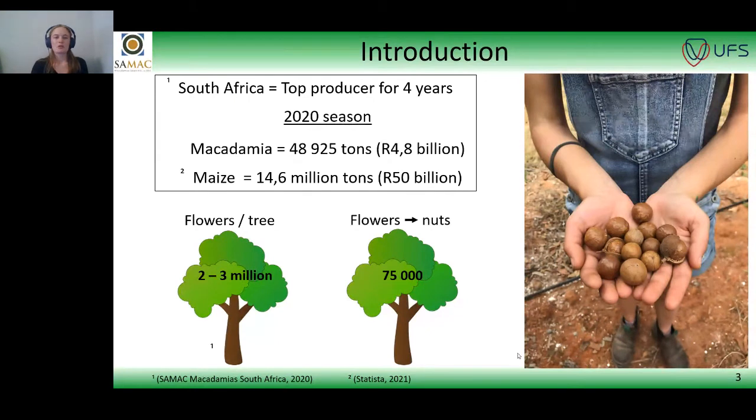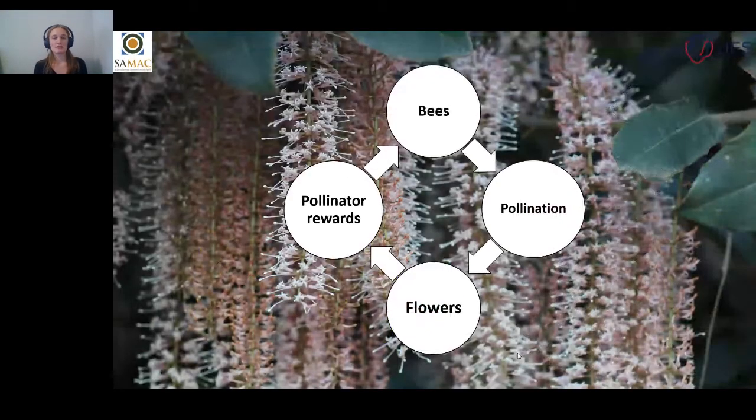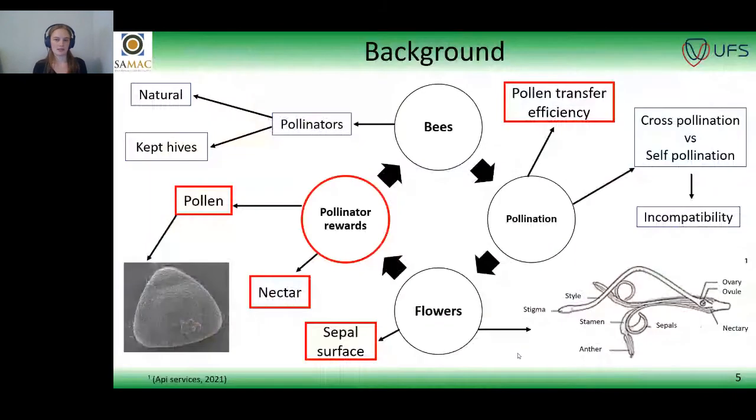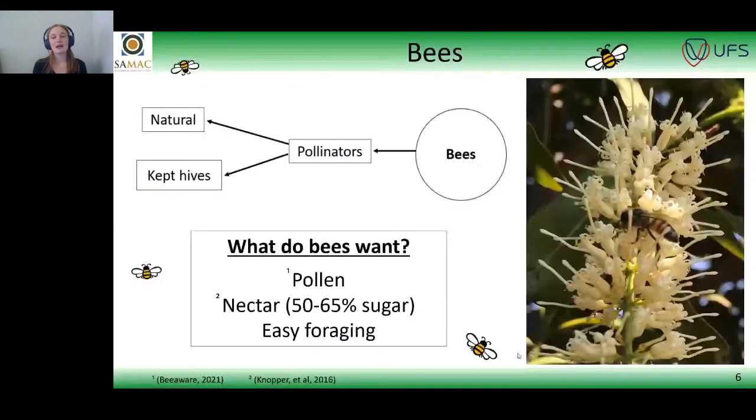So the interaction between bees, pollination, flowers, and pollinator rewards is actually a very simple cycle, but it's a lot more complicated than that. I will be specifically focusing on those sections highlighted in red, as those are the parameters that I measured during my study. Bees were chosen as the pollinator of choice because they are often brought into macadamia orchards during the flowering season in an attempt to improve macadamia pollination, leading to a higher yield. So, what do bees want? They collect pollen as well as nectar, specifically with a concentration of between 50 to 65% sugar, and they would obviously prefer to be able to forage easily.